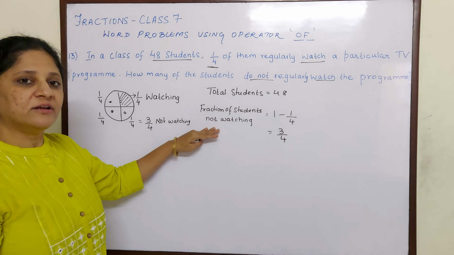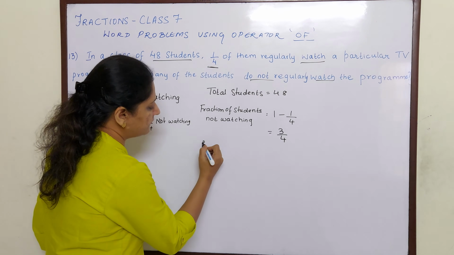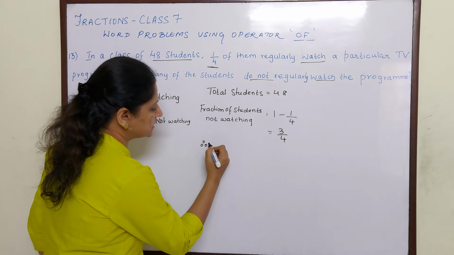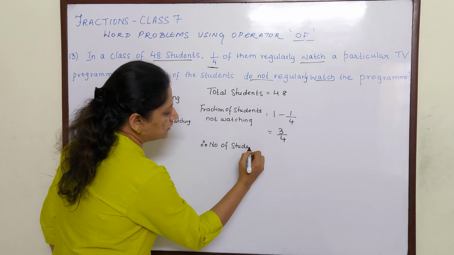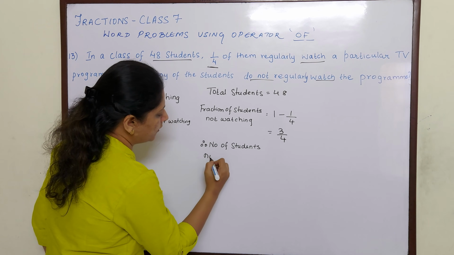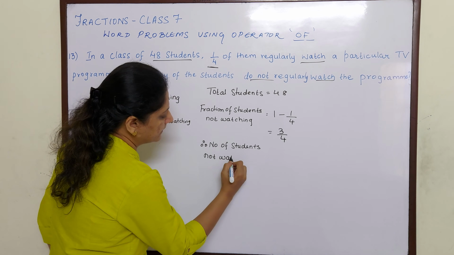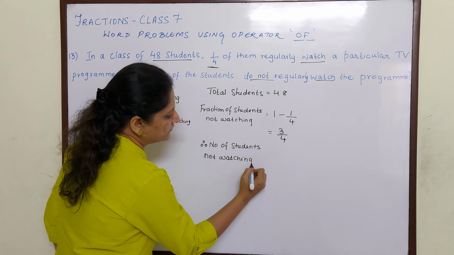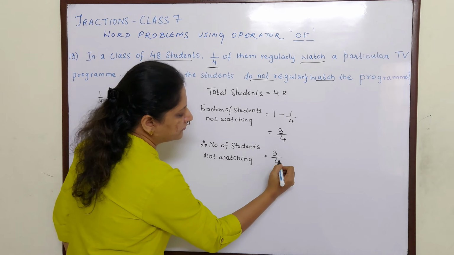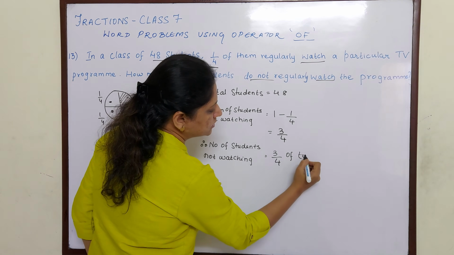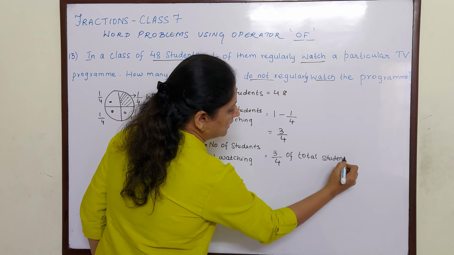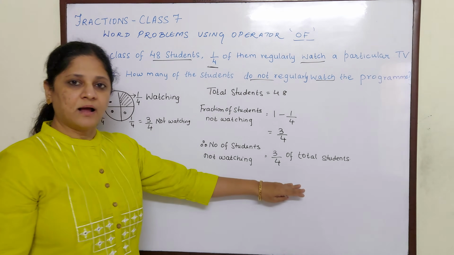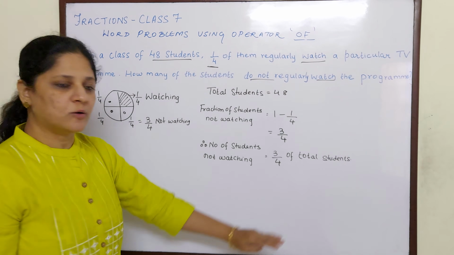So now we have got the fraction. Now this we have to convert into number of students. Therefore, number of students not watching the program is equal to 3/4 of total students. So this is the answer. Now you have to just work out this.